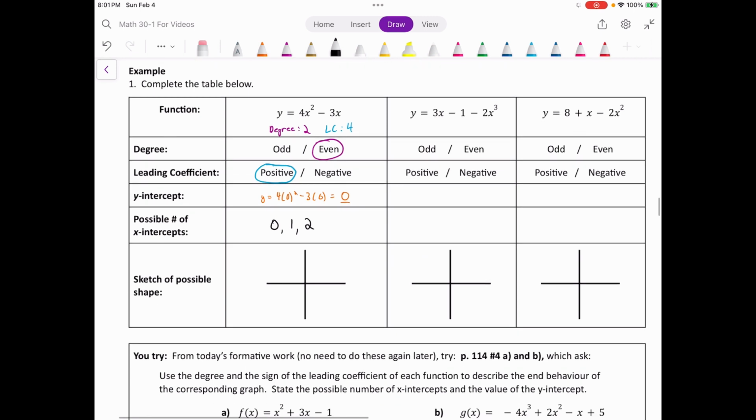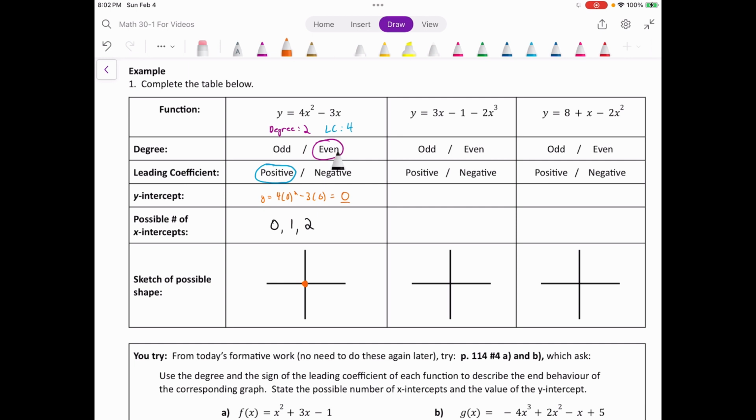So a sketch of a possible shape, obviously this might not be perfect, but let's just work through what we know. Even degree and a positive leading coefficient, and then a y-intercept at 0. So we've got a y-intercept at 0. I'm going to draw the y-intercept in first. Now, what do we know about the right arm if it has a positive leading coefficient? We know that the right arm goes up. Okay, so we know the right arm goes up.